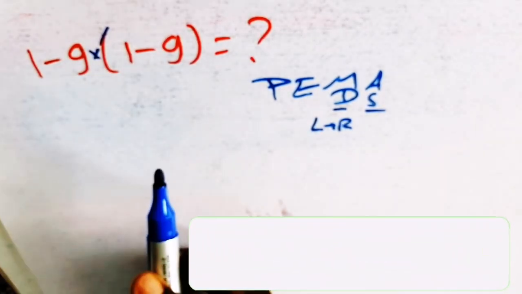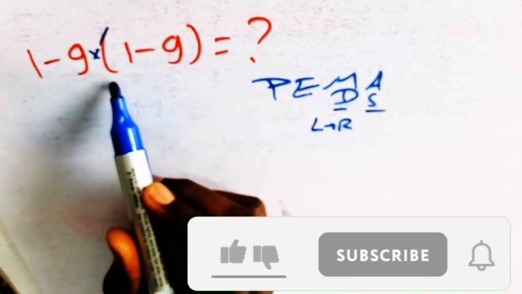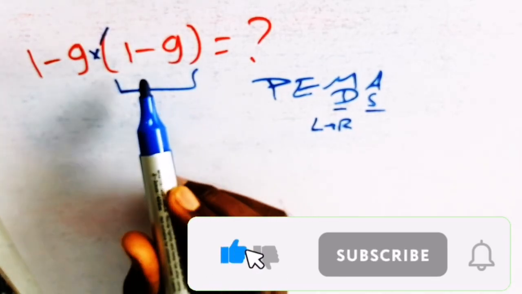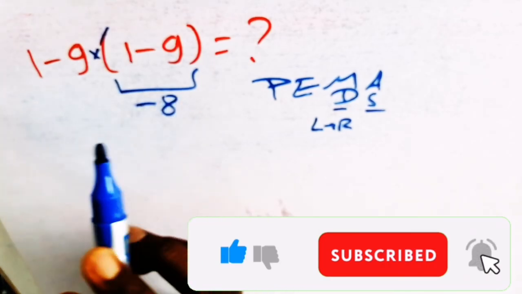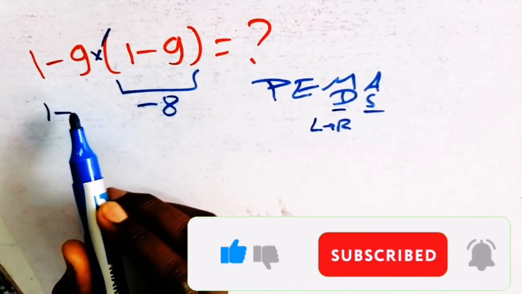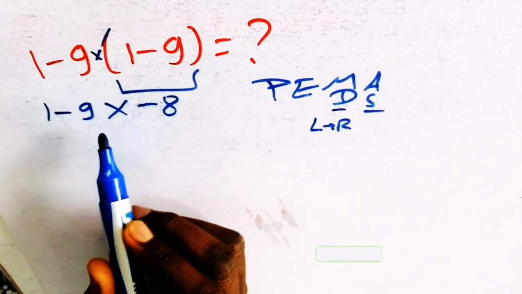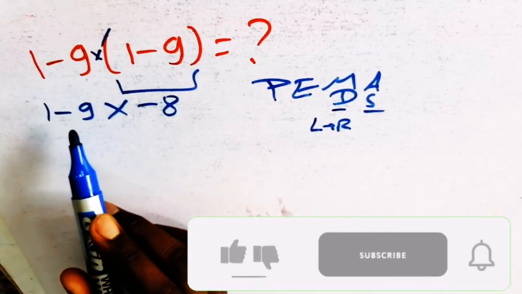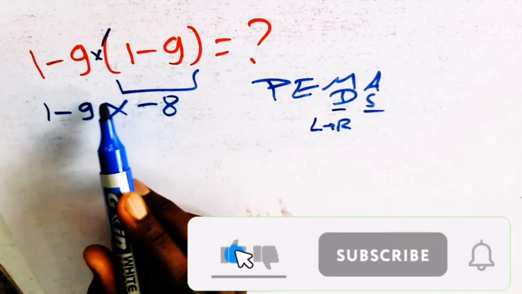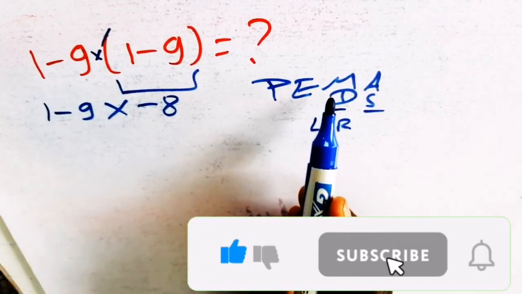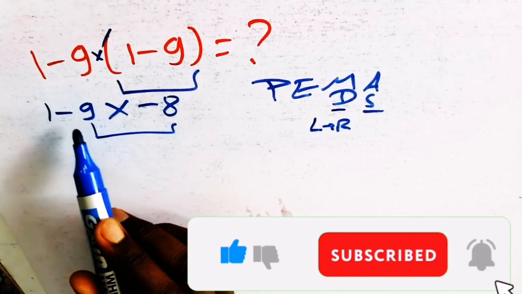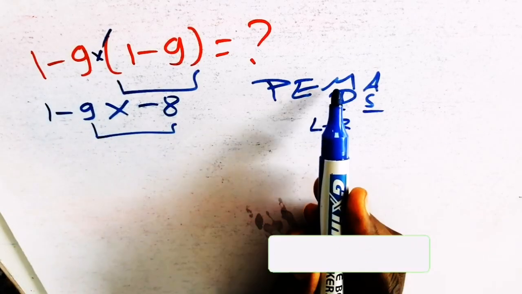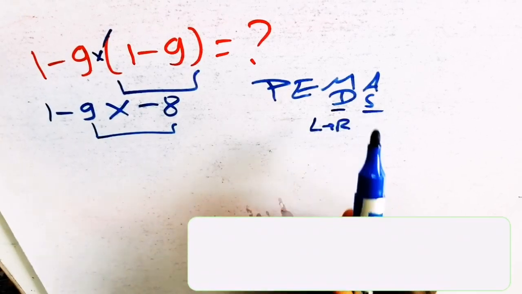Okay. According to PEMDAS, first we have to do this parenthesis. Inside the parenthesis, 1 minus 9, which equals negative 8. Then here 1 minus 9, then times negative 8. In this expression, there is one subtraction here and one multiplication, okay? According to PEMDAS, this multiplication has higher priority than this subtraction, because multiplication comes before subtraction, okay?